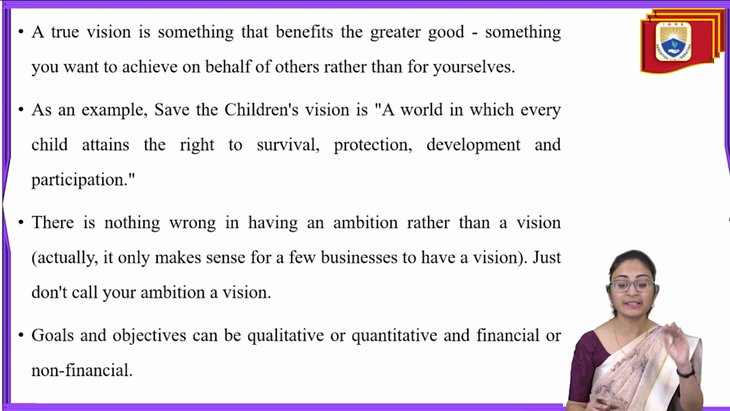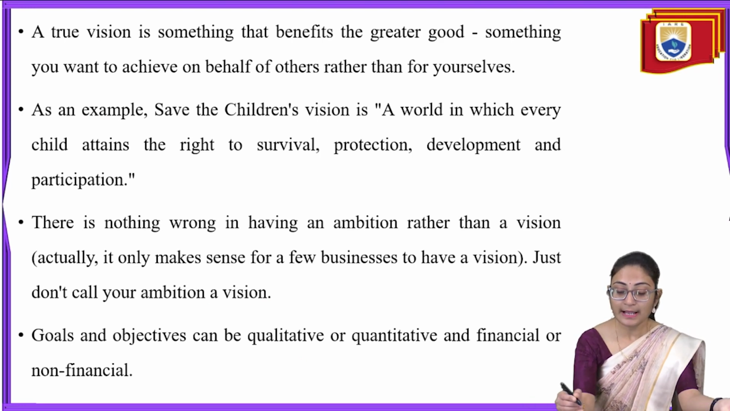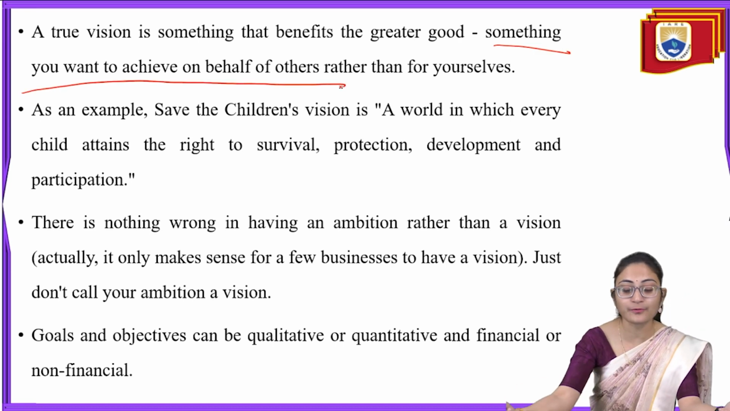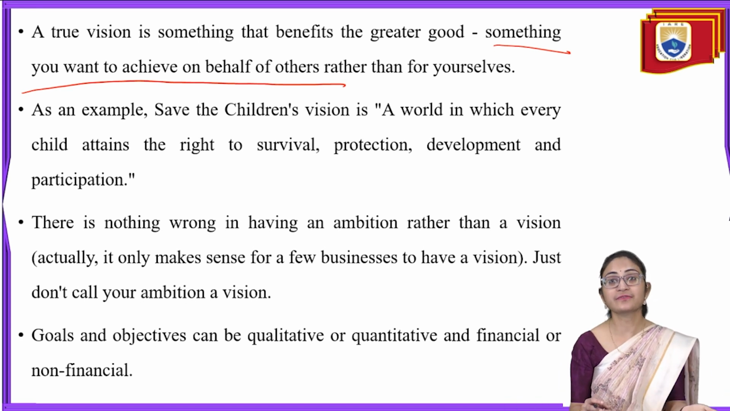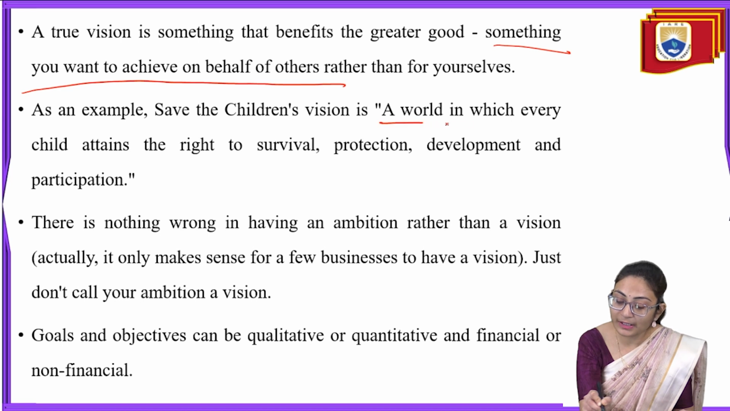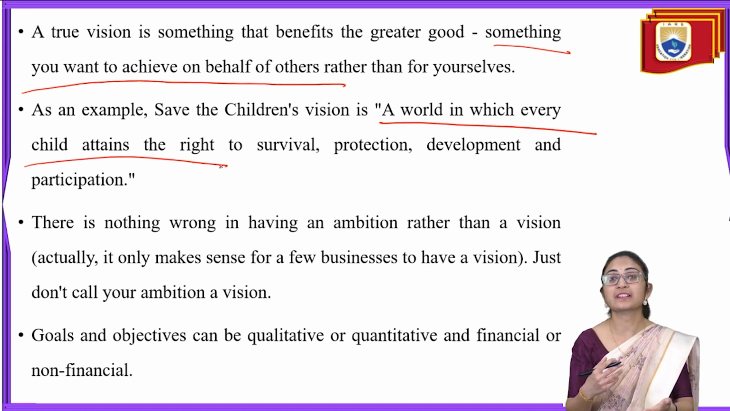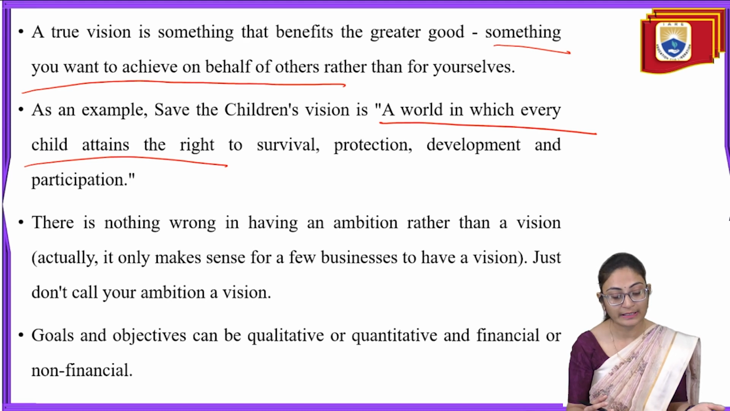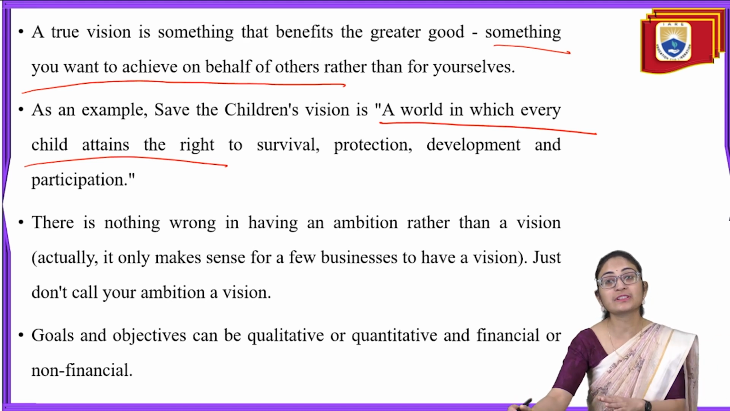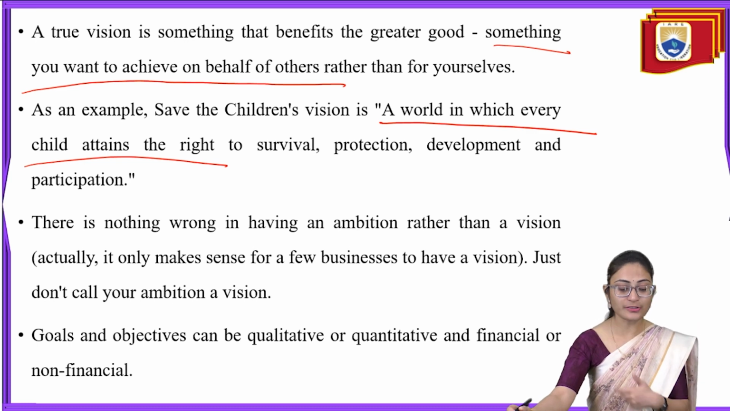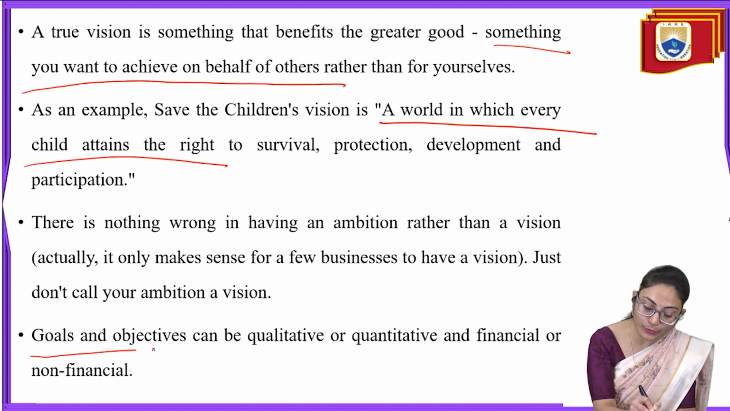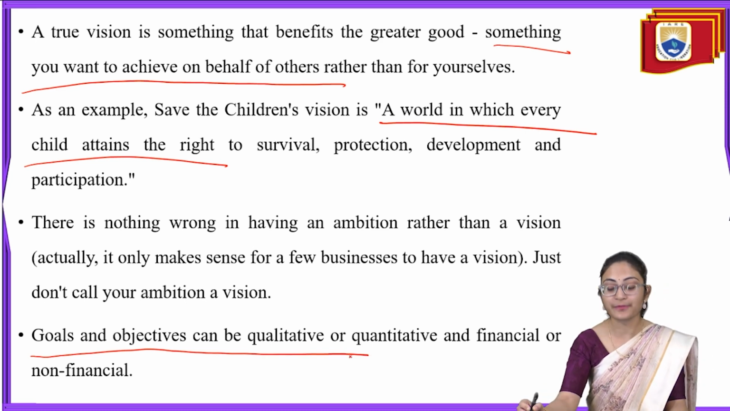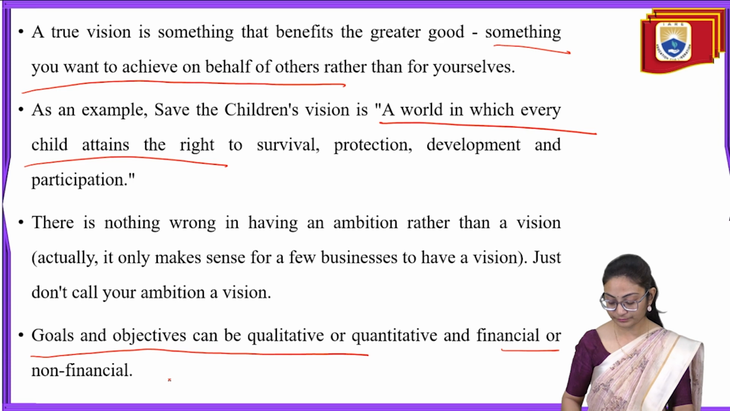So a true vision is something that benefits the greater good, something you want to achieve on behalf of others rather than for yourself. For example, Save the Children's vision is a world in which every child attains the right to survival, protection, development and participation. There is nothing wrong in having an ambition rather than a vision. Actually, it only makes sense for a few businesses to have a vision. Just don't call your ambition a vision. Goals and objectives can be qualitative or quantitative, and financial or non-financial.